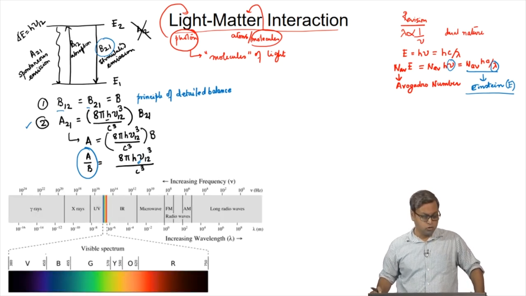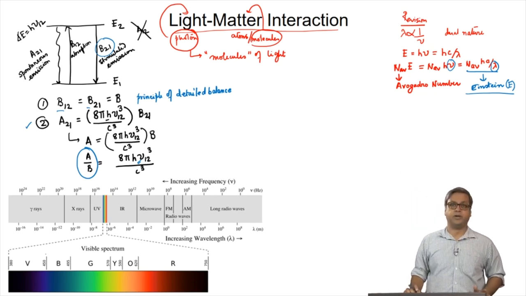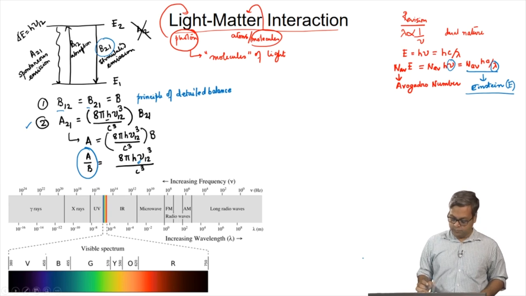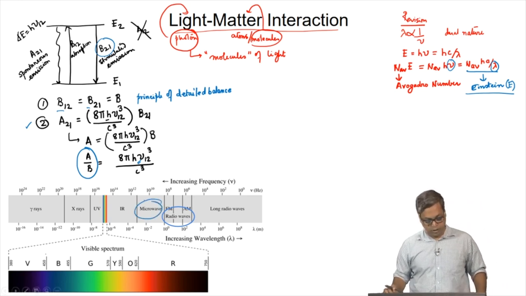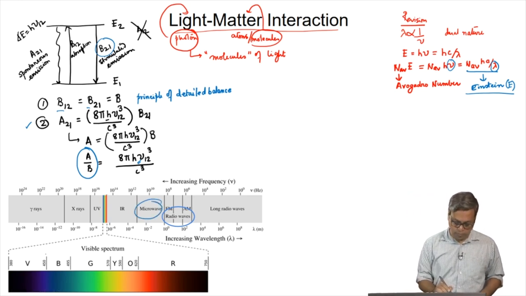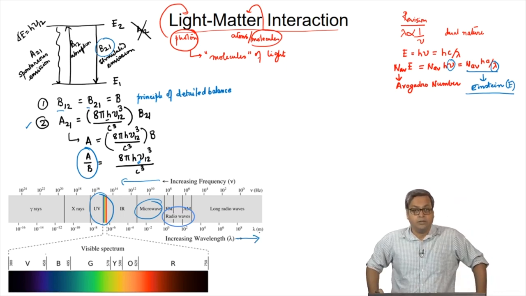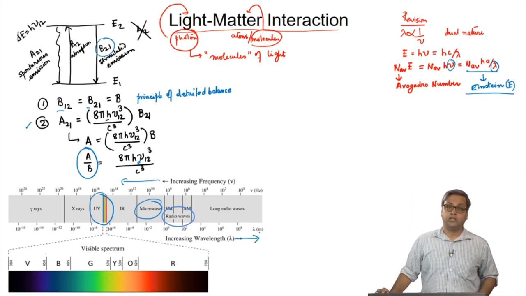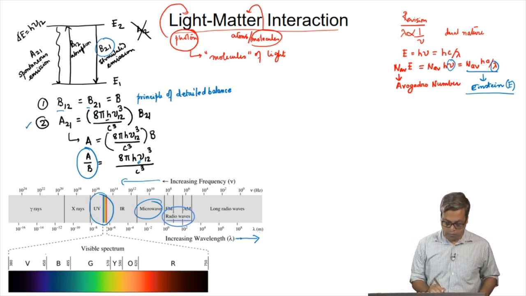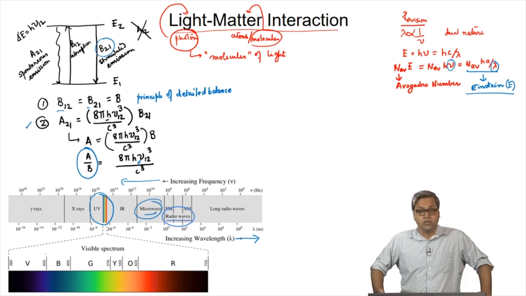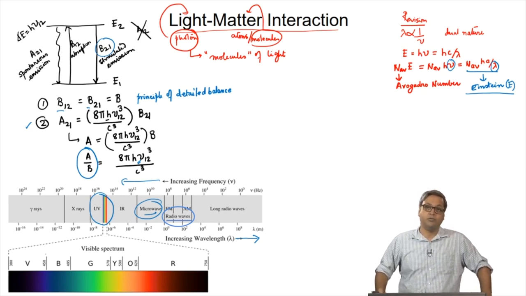So, this figure shows the entire electromagnetic spectrum. We can see the frequencies of radio waves or microwaves are smaller than the frequencies of the UV visible region. So, here frequency is increasing on the left side and wavelength, which is inversely proportional to frequency, is increasing on the right side. Hence, the A by B ratio is small in the radio wave or the microwave range. This means spontaneous emission in this wavelength range is less likely to occur compared to stimulated emission.